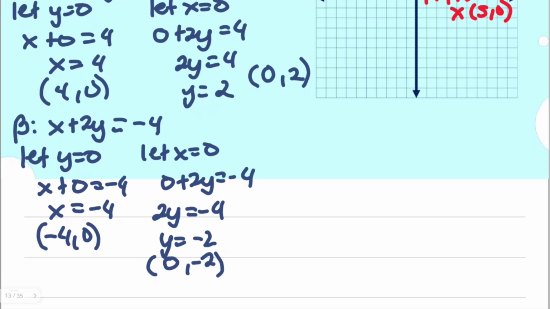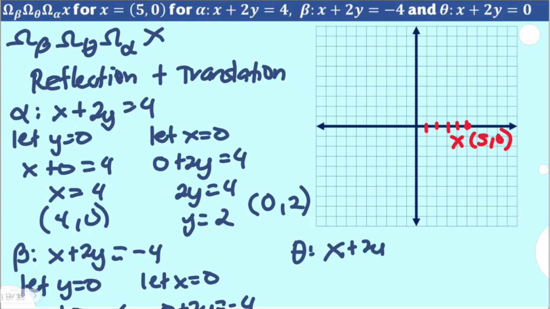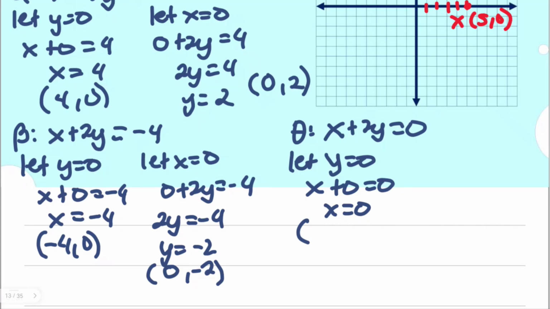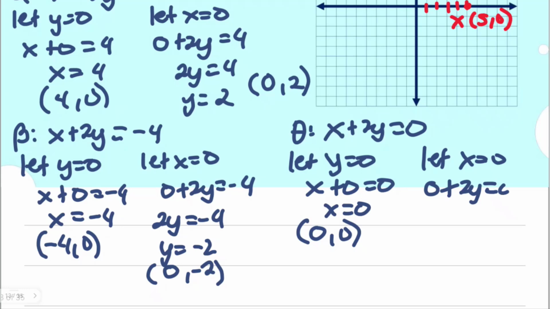Now for our theta, which is actually a line here, not an angle, we have x plus 2y equal to 0. For our x-intercept, let y be equal to 0. So we have x plus 0 is 0, so x is 0. That would mean our x-intercept is at (0, 0). Obviously, since our x-intercept is at the origin, that is also our y-intercept. If you're not convinced, you can continue by letting x be equal to 0. So 0 plus 2y is 0, 2y is 0, so y is 0 as well. In short, we have only one point here.